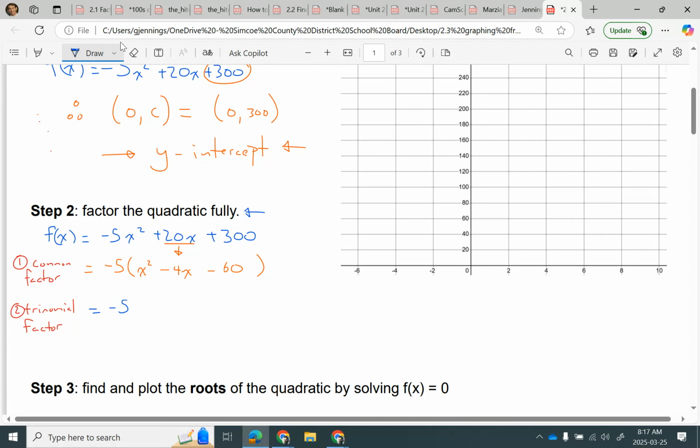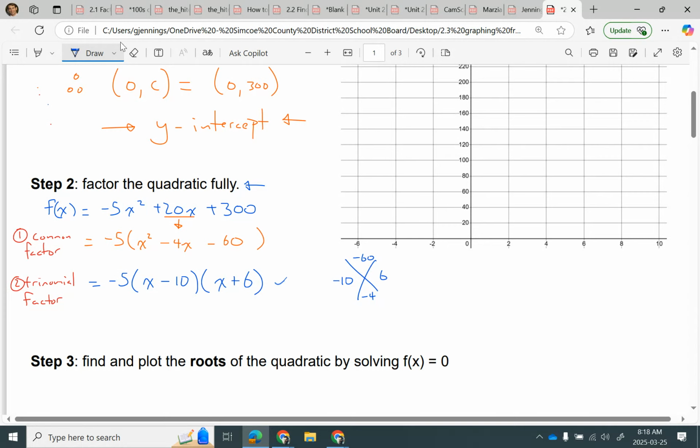What are my two magic numbers that multiply to -60 and add to -4? Which one's negative? They add to -4, so 6 or 10. Yeah, so -10 and 6 are my magic numbers. In this case, those can go directly into the brackets. x minus 10 times x plus 6. All right, so there, it is now fully factored. Hooray.